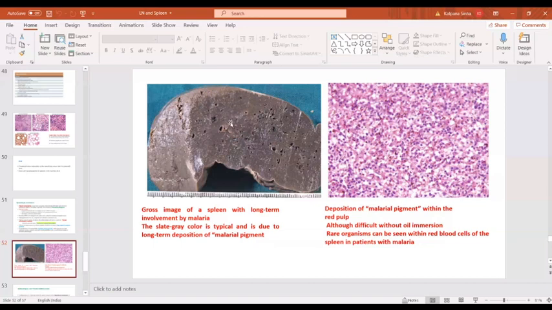So this is a spleen, there is a splenomegaly, and you can note the color of the spleen. It is gray due to deposit of malarial pigment. If you see the section, this is the red pulp. You can see the pigment deposited in the red blood cells. The organism can sometimes be demonstrated under oil immersion, but it is quite difficult. So there will be red pulp expansion, and there will be malarial pigment in the RBCs.